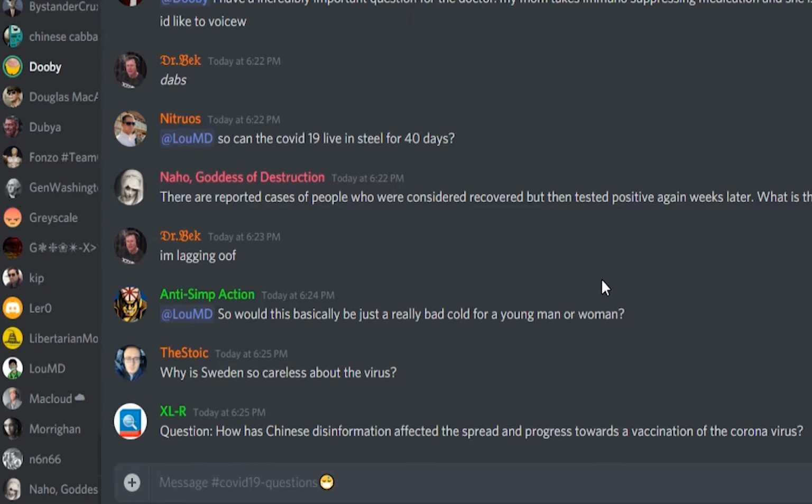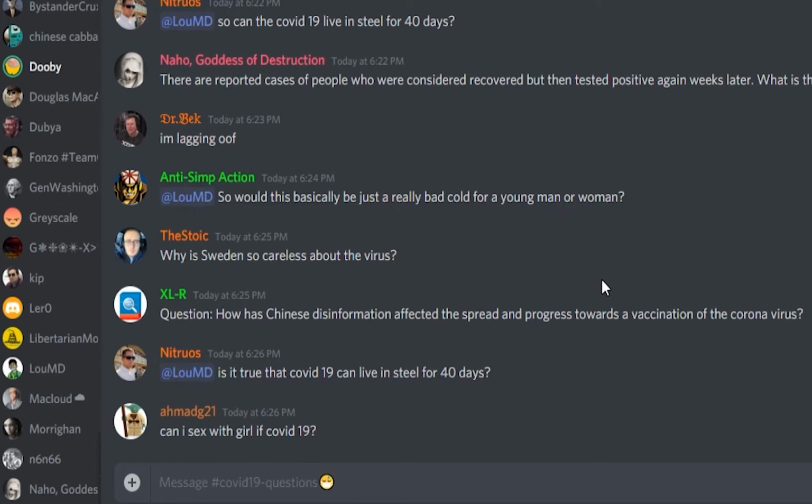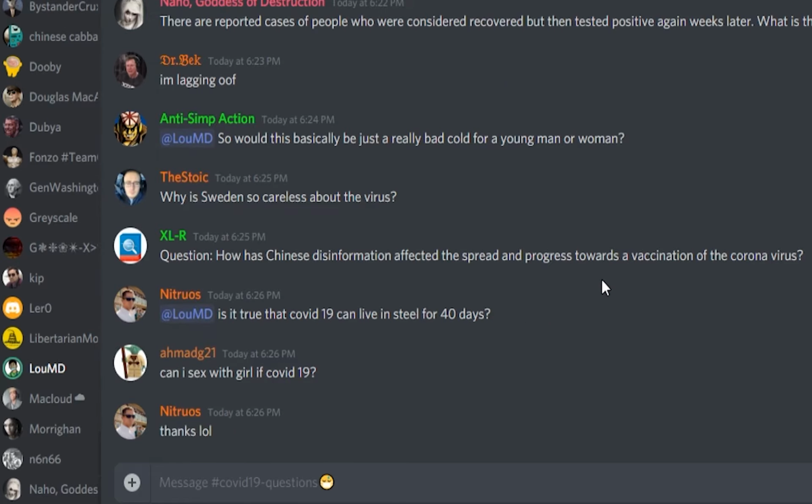Next question. We have the same person asking twice if it's true that COVID-19 can live on steel for 40 days. I actually hadn't heard about that, so I don't know. I'd have to look into that. That actually doesn't sound right. I don't know what would make steel special.